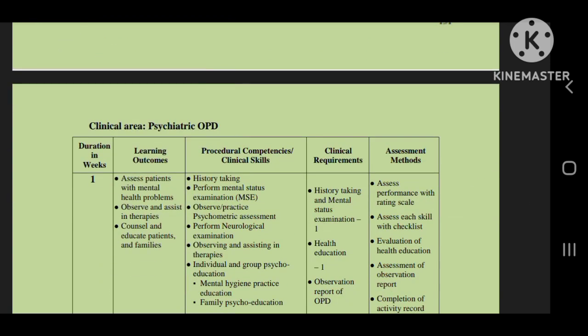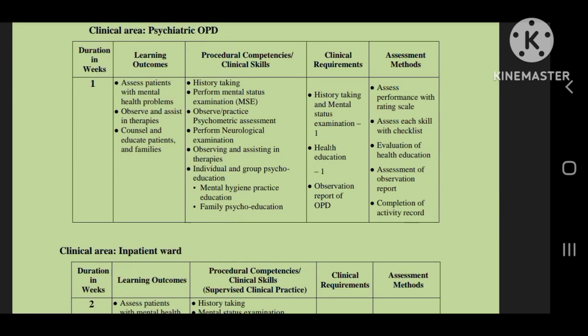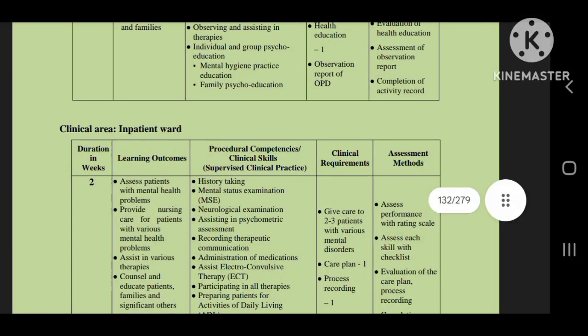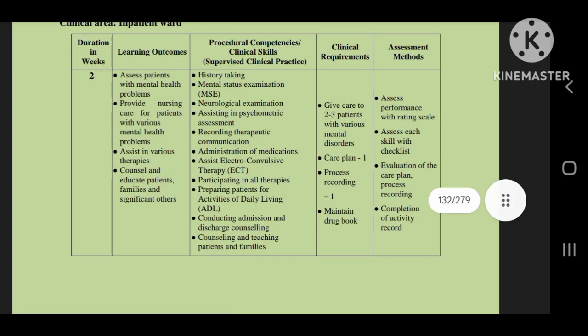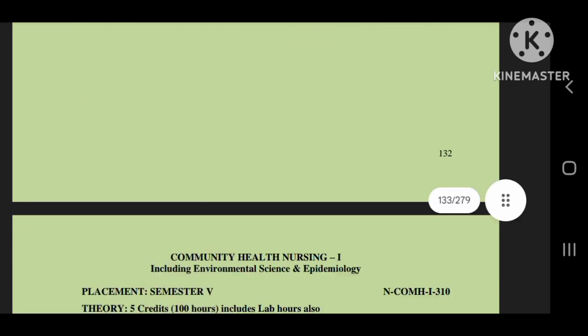You will be posted in psychiatric OPD for 1 week, and you have history taking, mental status examination 1, health education 1, and observation of the report of the OPD. And in the inpatient ward for 2 weeks, there you will give care to 2 to 3 patients with various mental disorders. Care plan 1, process recording 1, and you have to maintain a drug book also.